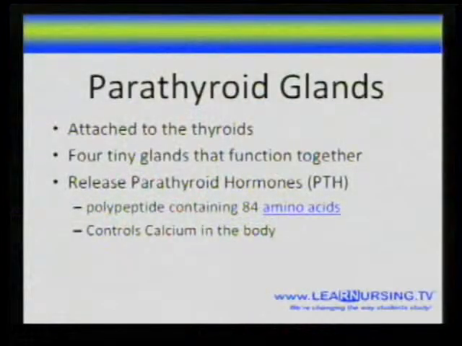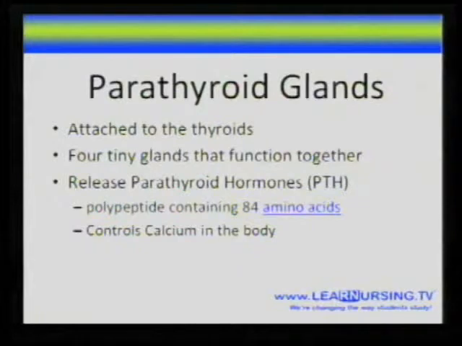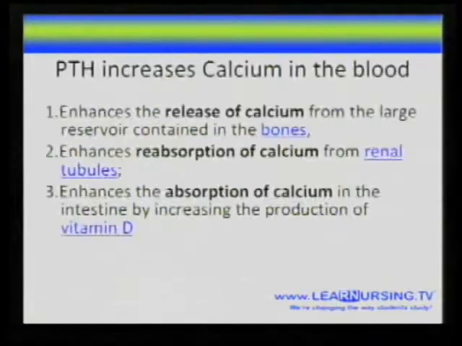But they release the parathyroid hormones. We just call those PTH, the little polypeptide gigs, and they control calcium in the body. Now, we've been talking about calcium. Now we're going to really get down to it and how it works. Because the PTH is what increases calcium in the blood. It enhances the release of calcium from the bones. So the way we get calcium in our blood is the parathyroids control it, parathyroid hormone, and what they do is they pretty much tell the bones to give it up.